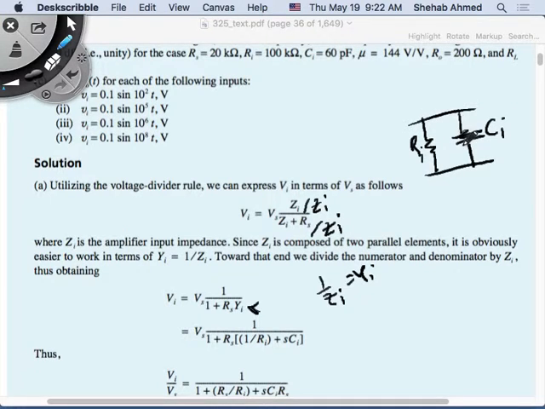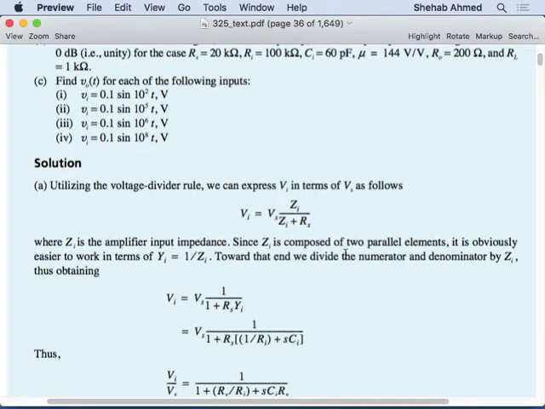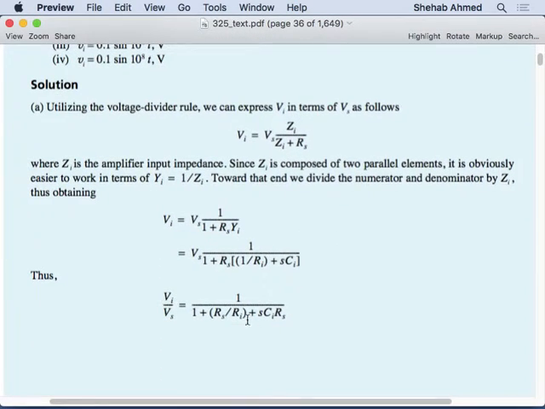Right? So this is the admittance of this parallel branch. The admittance of this parallel branch is basically 1 over Ri plus SCi. That's this parallel admittance here. Then what? Then we do some more simplification. So this is Vi, we bring Vs to the denominator, so we calculate Vi over Vs here. So we have our Vi over Vs equal to some term.